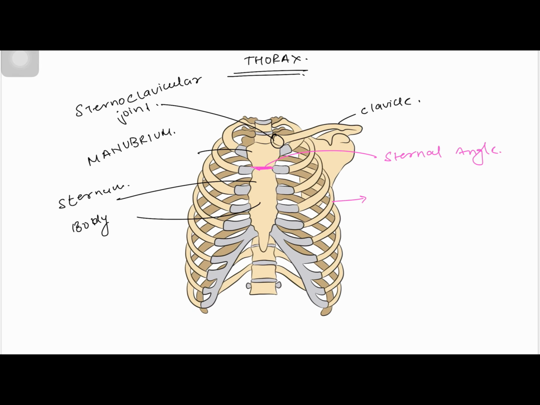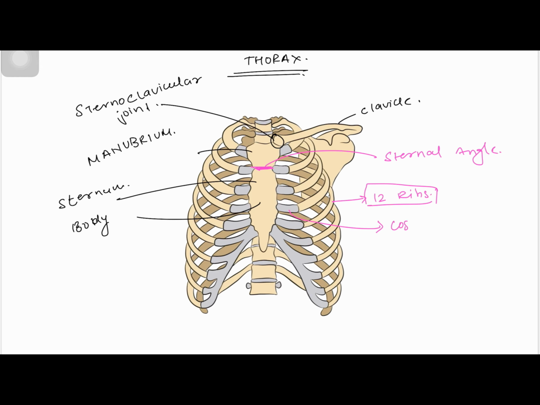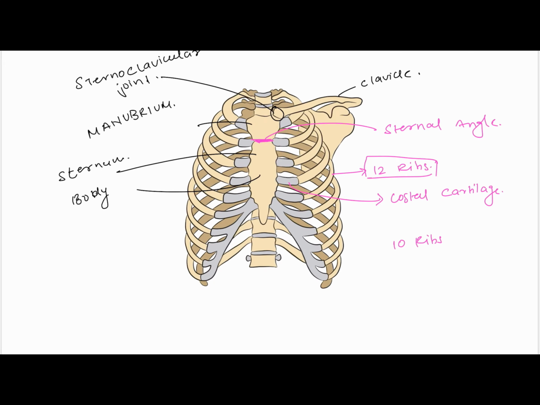Now we will study the ribs. There are a total of 12 pairs of ribs. If we see closely, ribs are connected to the sternum through costal cartilage, and backwards they are connected to the vertebrae. 10 ribs are called true ribs and 2 ribs are called false ribs or floating ribs.